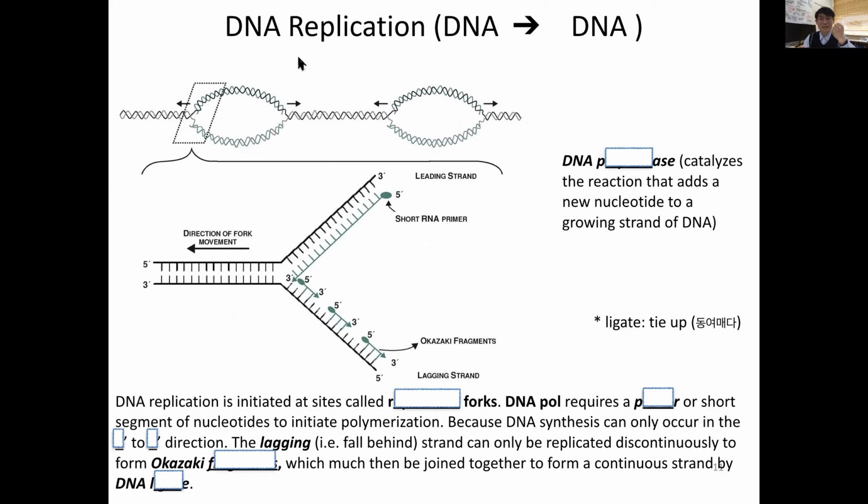When cells divide from one cell to another, so one becomes two, we need an exact copy of its own genetic material, DNA. So that's when DNA replication is necessary.